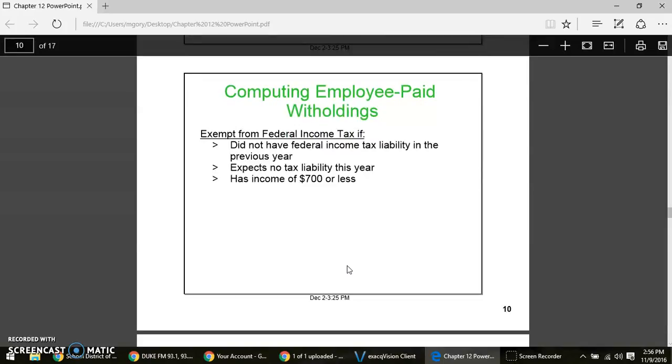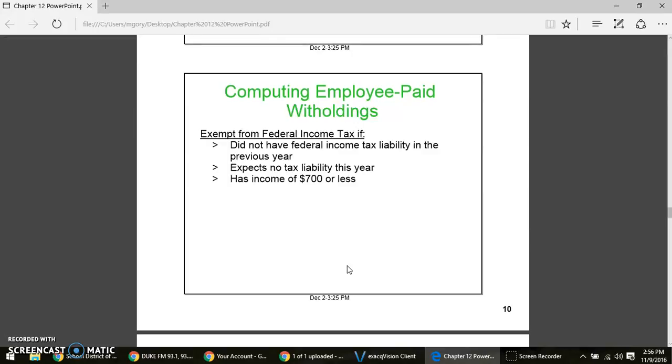Now, computing employee paid withholdings. If you are tax exempt, it means that you do not have to pay taxes. There are some criteria involved in not having to pay taxes. You did not have federal income tax liability in the previous year, you expect no tax liability this year, and you have an income of less than $700. This would make you exempt from federal income tax.